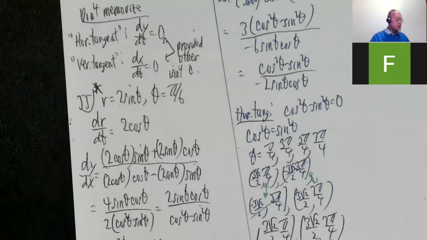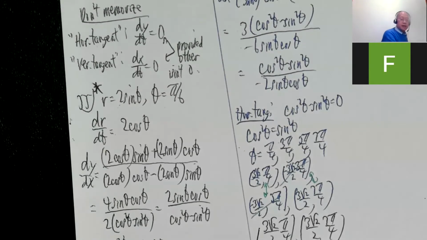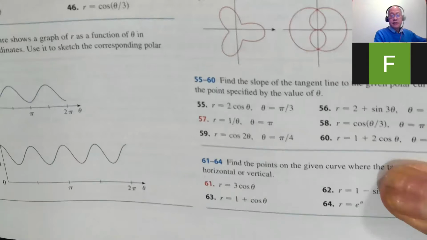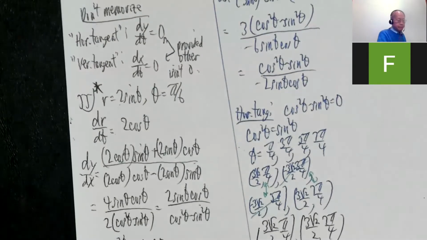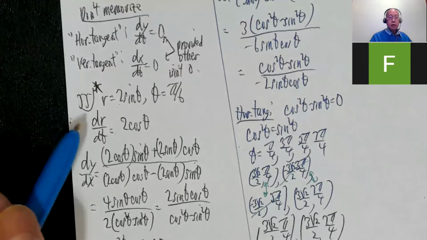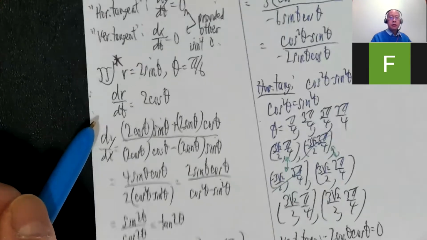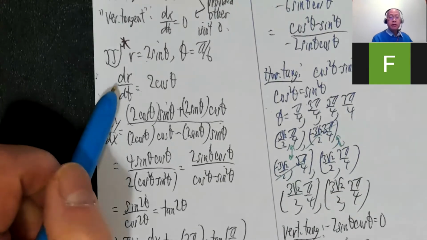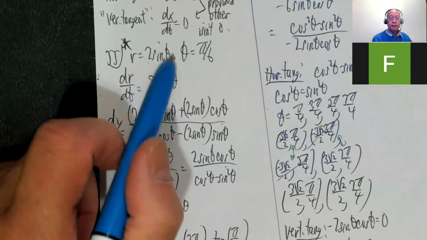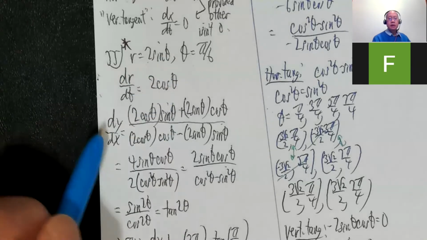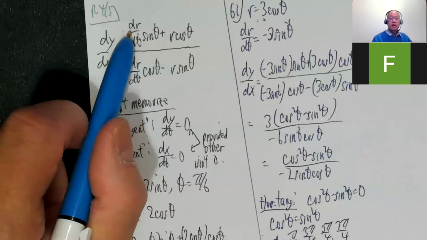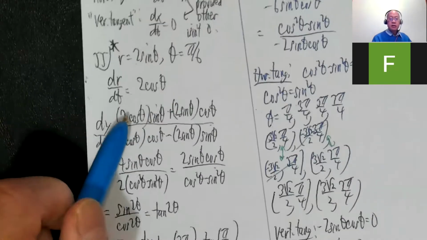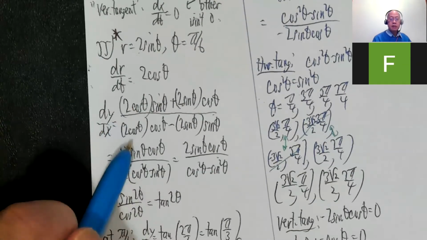Okay, 55 star, r equals 2 sine theta. Your 55 was 2 cosine theta at theta equals pi over 3, so it should be very similar. First I figure out dr/d theta. That's easy. The derivative of this is 2 cosine theta. So dy/dx is, by formula, dr/d theta goes here and here. So see this 2 cosine theta? It goes here and here.